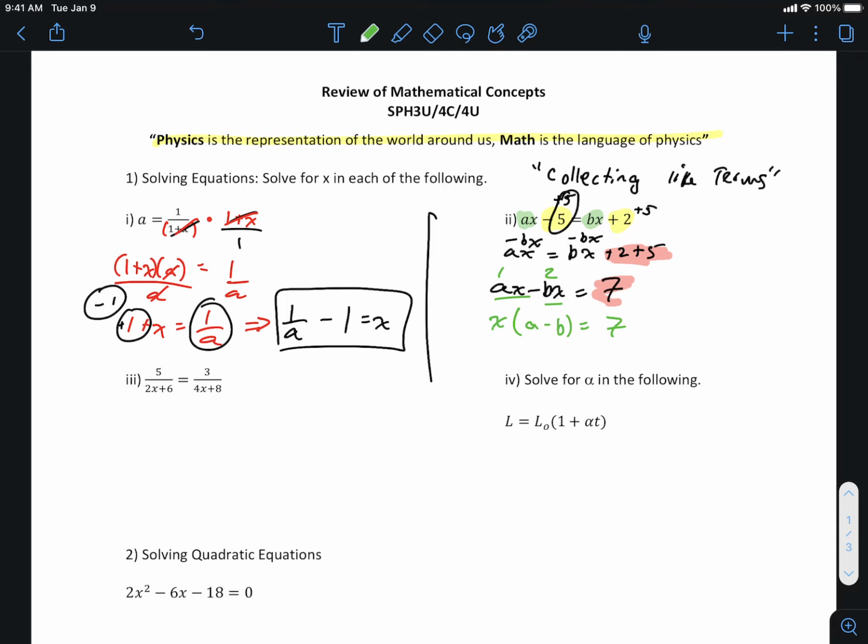What's to say you can't go like this? Divide both sides by a minus b. Now these cancel. Oh, look at that. X is equal to 7 over a minus b. Is there any problems? Okay.